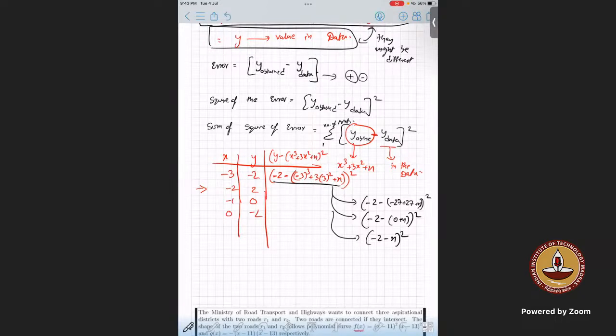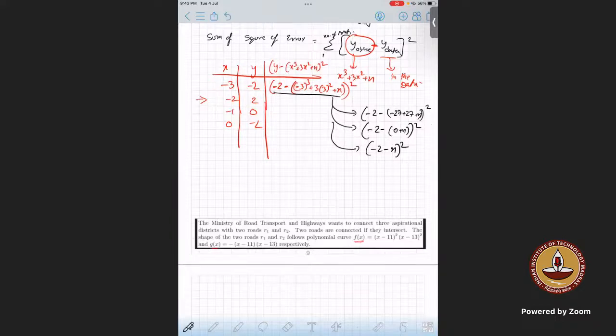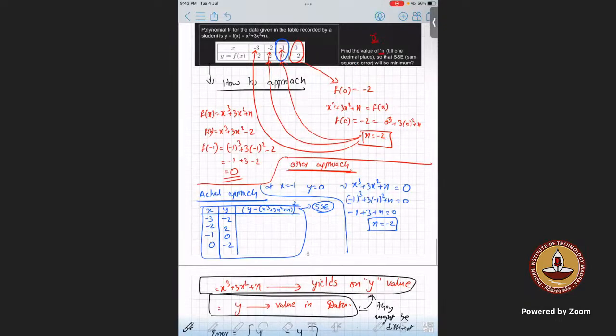And then just see the question, what they ask in the question. SSC is minimum. What is the minimum possible value of SSC? It is 0, just equal to 0. Or you can do the same thing for all these three points. Are you understanding the point?